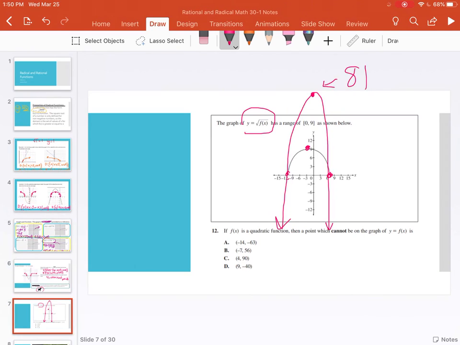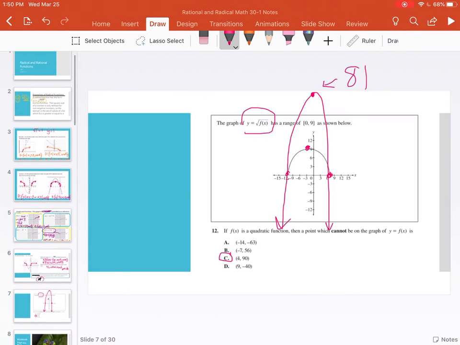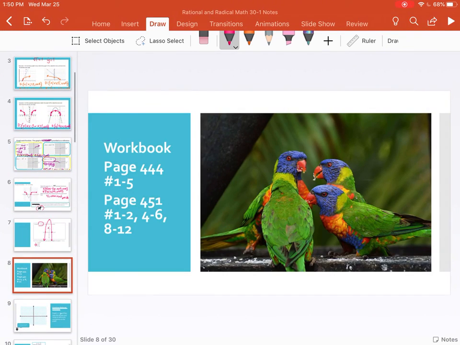So if f of x is a quadratic function, then a point which cannot be on the graph of y equals f of x would have to be C, because I know that my graph will not go any higher than 81.